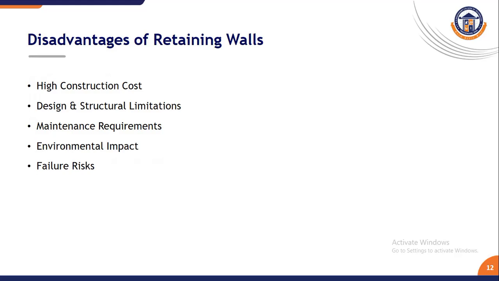In the disadvantages of retaining walls, note that despite their usefulness, retaining walls also have some drawbacks. They involve higher construction cost because of the material, excavation and reinforcement required, if required. Furthermore, they have design limitations, require regular maintenance, and may pose environmental challenges like blocking natural water flow, with the risk of failure if not properly designed. So many drawbacks occur during the construction time.